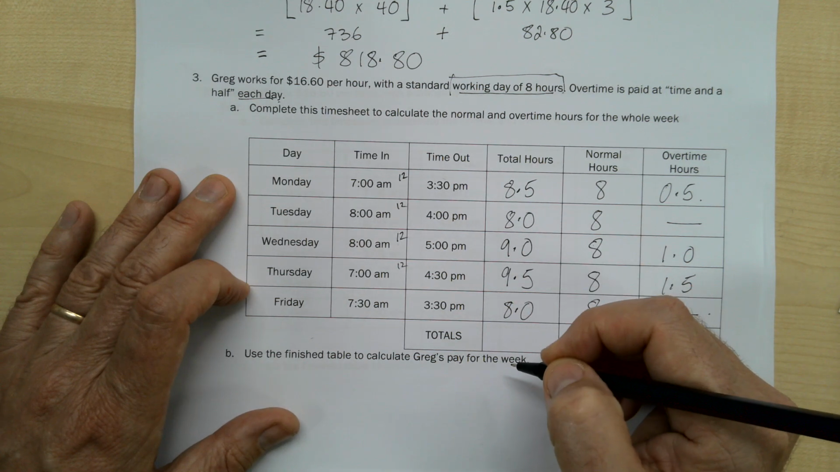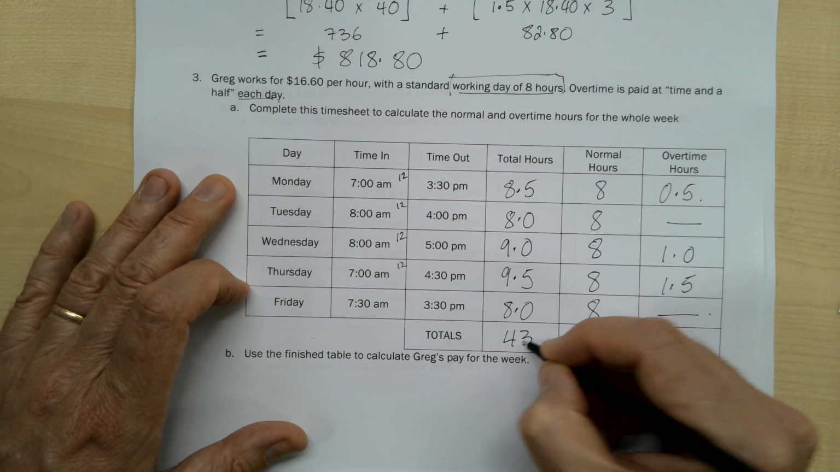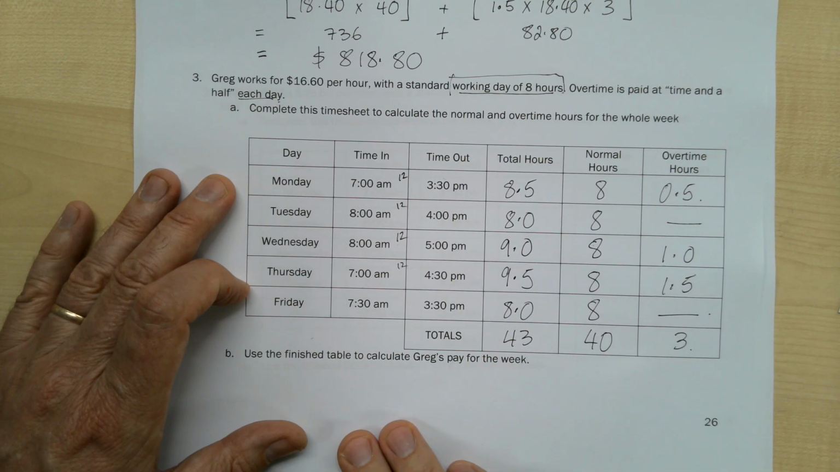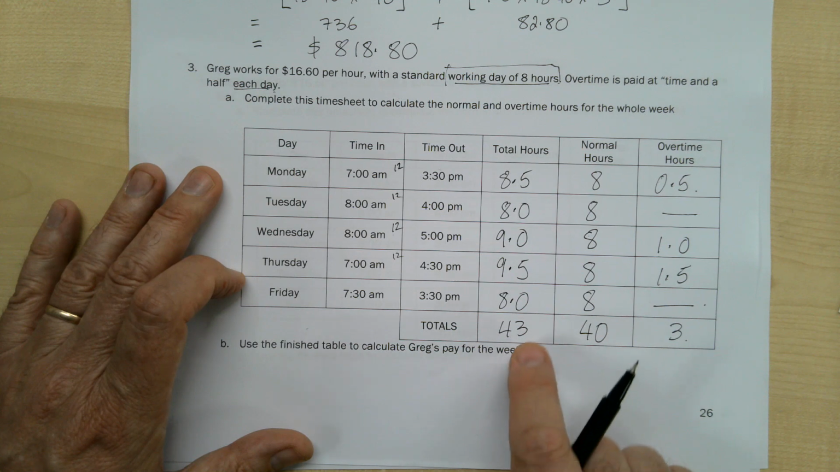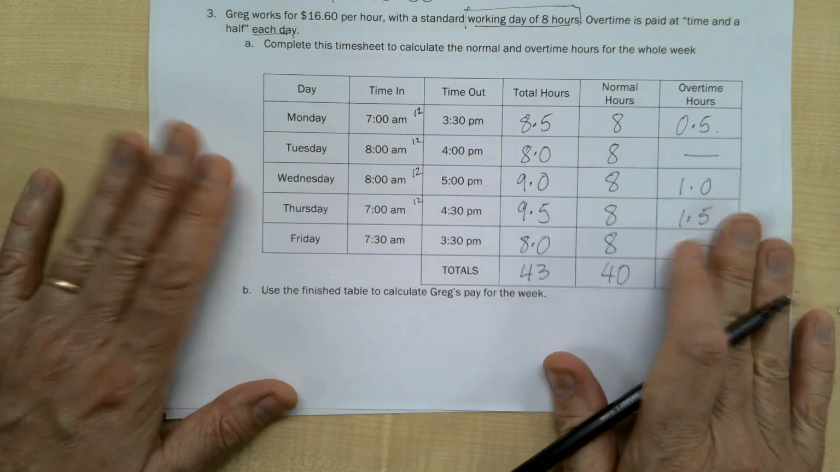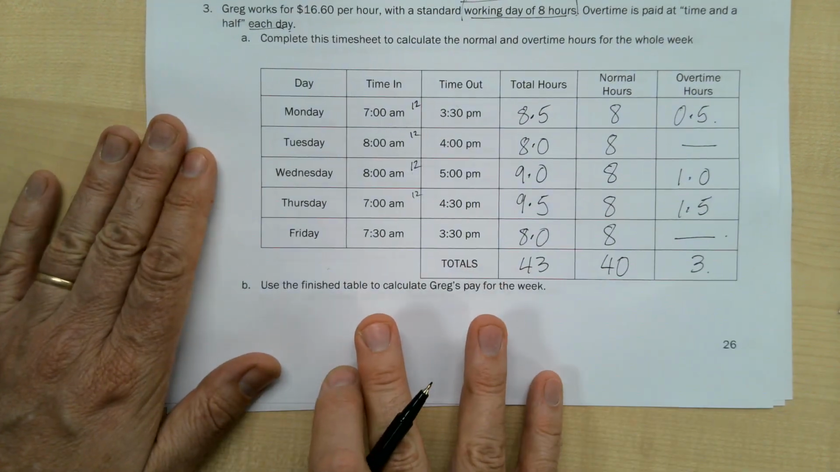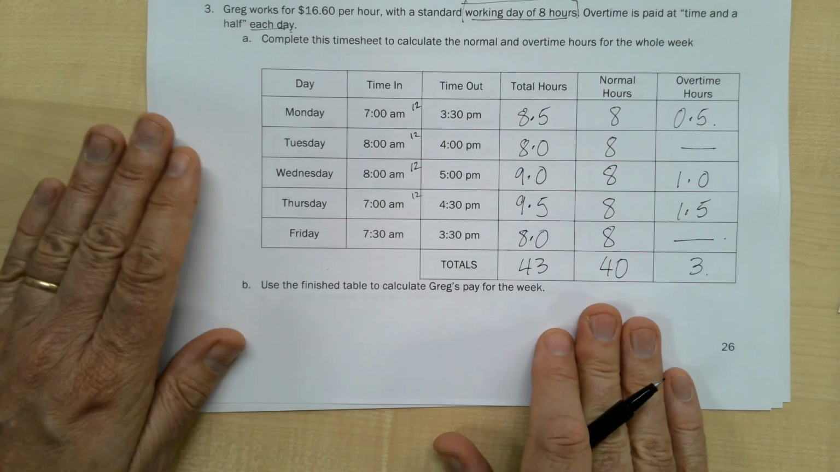When you add all of that up, I've got 40 there, 43 there, and 3 hours overtime there. Cool. Now, if this was an exam question, it's probably a mark for each of those totals. All right, moving on now. That's the timesheet figured out. Now, what does he get paid? If that's what his week looked like, what does he actually get paid?